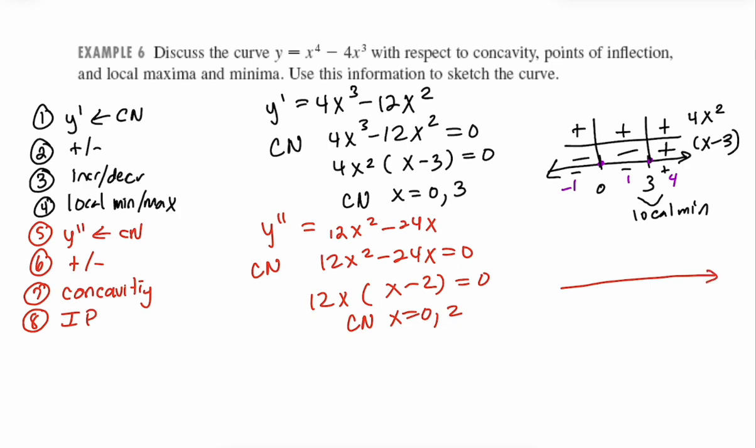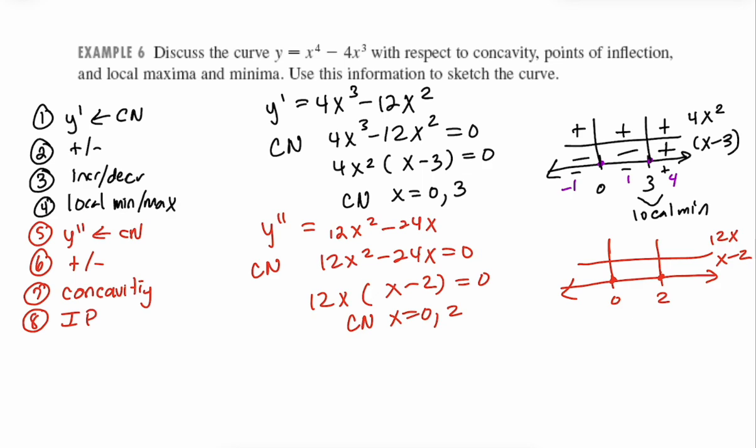So what might that tell us? Well, at 0 or 2, there's a change in concavity. We call those inflection points. So they're allowed to equal 0. They're points on our graph, so we'll mark that. We're going to make a little plus minus chart. I need to include the 12x and the x minus 2.